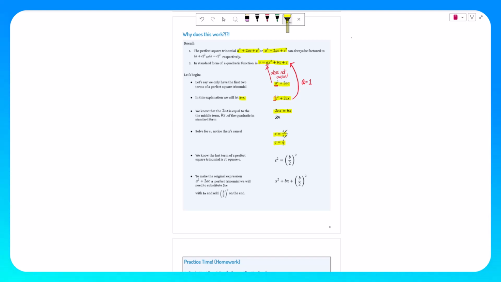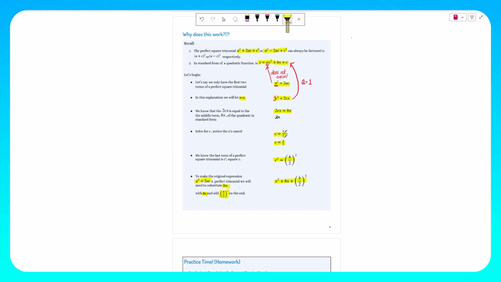Now we know the last term of a perfect square trinomial is c squared. So let's square that. This means that to make the original expression ax squared plus 2ac a perfect square trinomial, we'll need to substitute 2cx with bx and add b over 2 squared on the end, to give us x squared plus bx plus b over 2 squared.